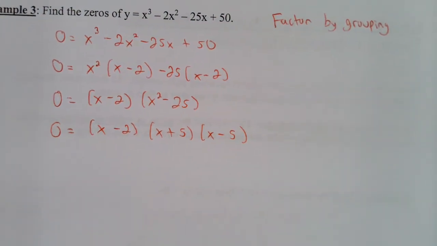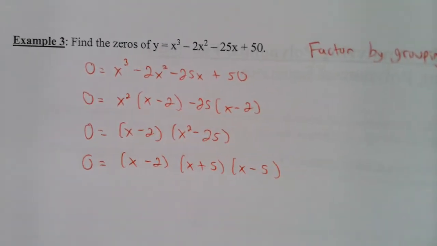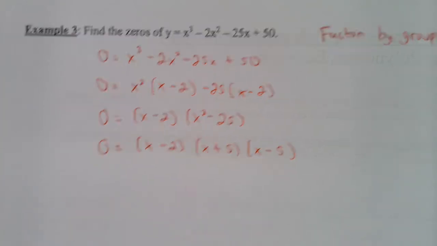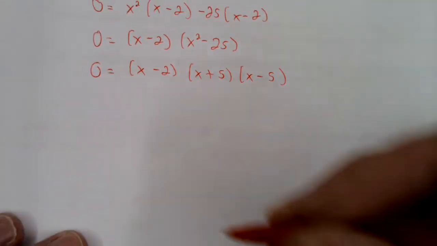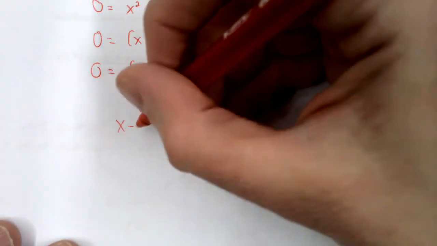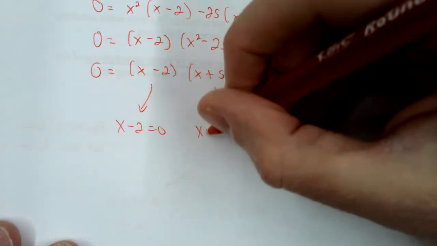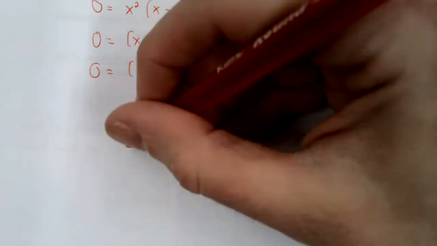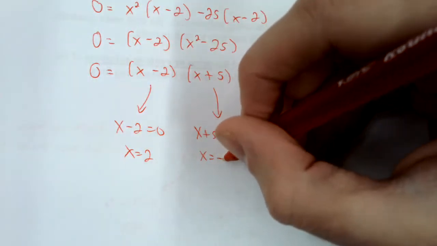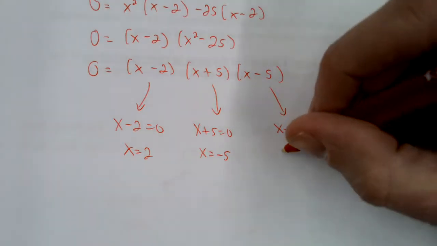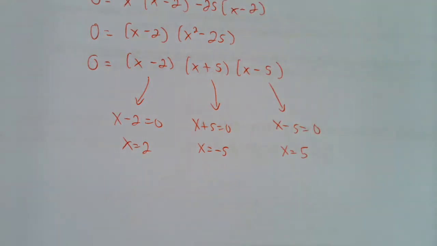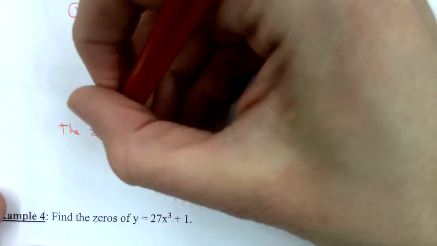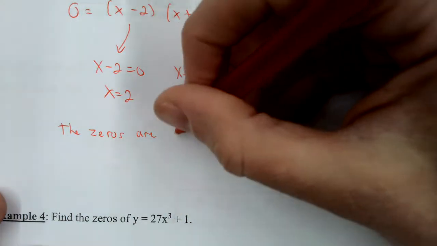Set each factor equal to 0 and solve. Remember, the original degree is 3. That means we can have a maximum of 3 distinct answers. 3 different answers maximum. X minus 2 equals 0, solve that. X plus 5 equals 0, solve that. X minus 5 equals 0, solve that. X equals 2, x equals negative 5, and x equals 5. So you can circle those if you want, but I'm going to say the zeros are negative 5, 2, and 5.